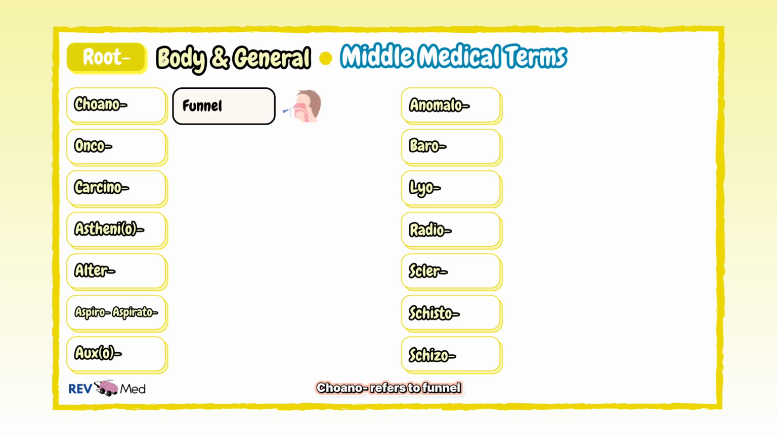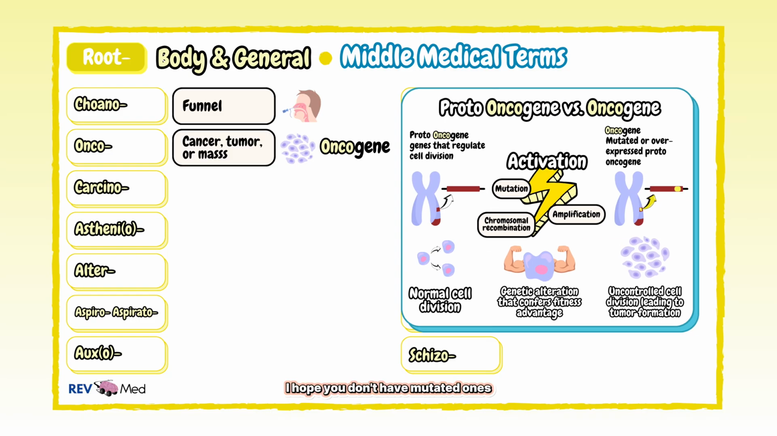Choano refers to funnel. Onco refers to cancer, tumor, or mass. We have our oncogene. I hope you don't have mutated ones, but technically we all have proto-oncogenes in our body and they're necessary for survival. An oncogene is a gene which in certain circumstances can transform a cell into a tumor cell.